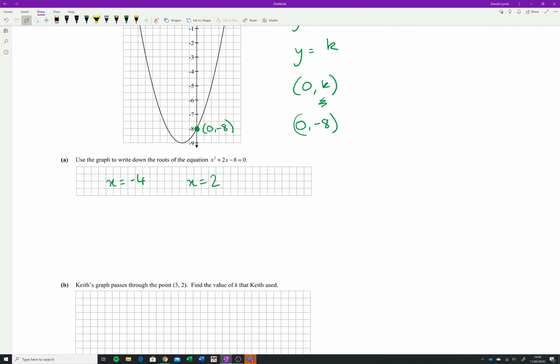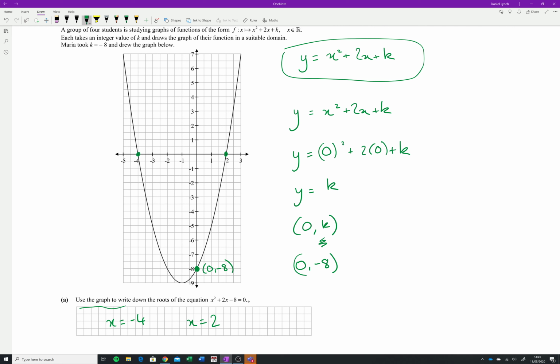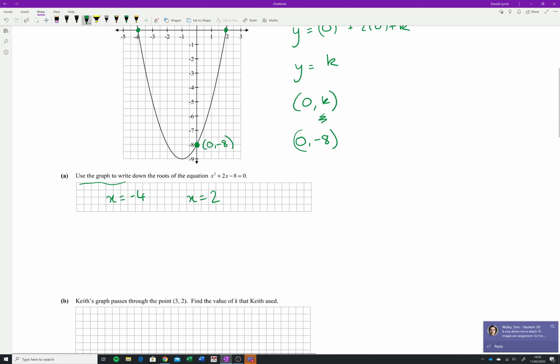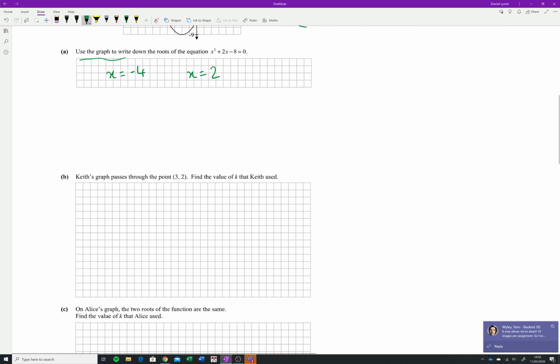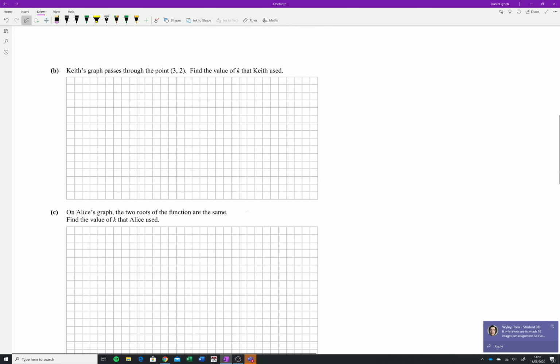Okay, Keith's graph passes through the point (3, 2). Find the value that Keith used. I'll just make a little point on this one. If it says use the graph, you actually have to indicate on the graph, like draw that little dot and maybe even draw a big circle around it, just saying, look, I really did show it. Okay, Keith's graph passes through the point (3, 2). Find the value of k that Keith used.